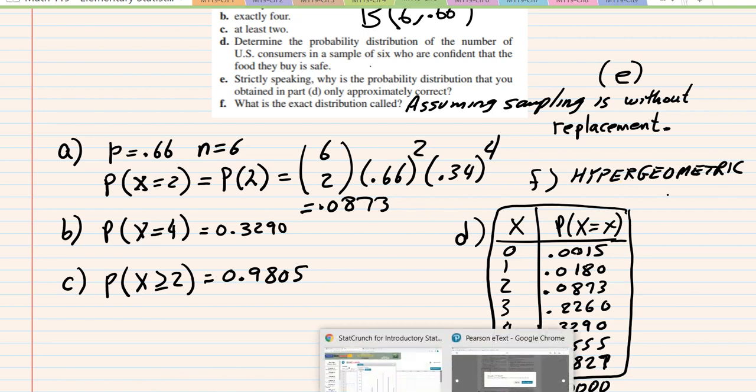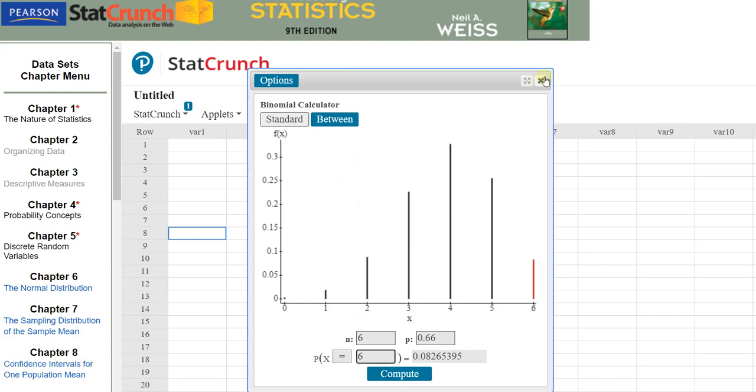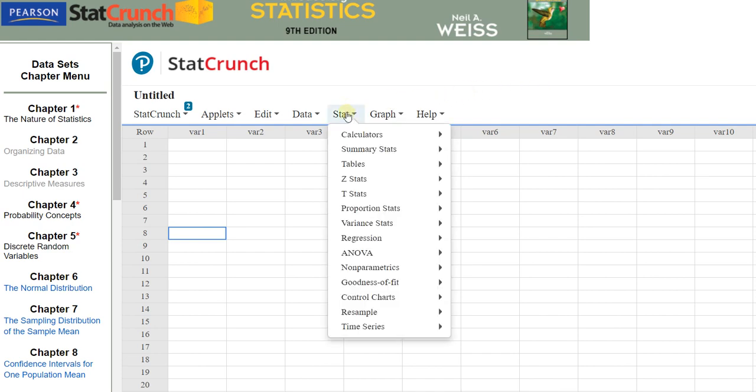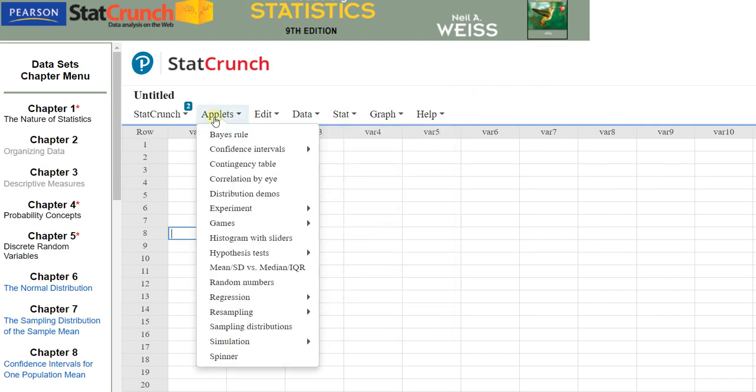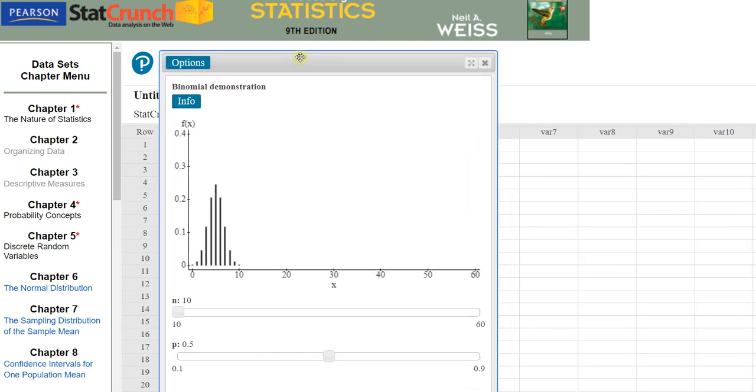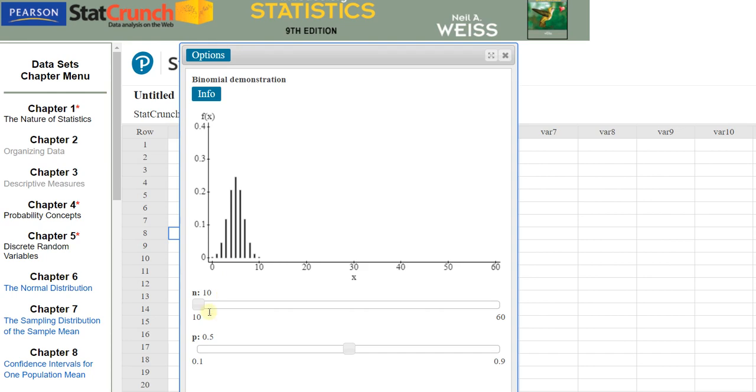So let me go back to StatCrunch. I was going to show you this binomial distribution. Actually, I can go to Applets, Distribution Demo, and we're going to look at binomial. I just want to show you the general shape of the binomial distribution. Here's a binomial distribution where the number of trials is 20, and the probability of success is 0.5. Notice how the distribution is symmetric, isn't it? It's a symmetric shape.